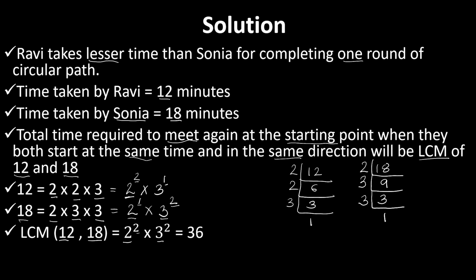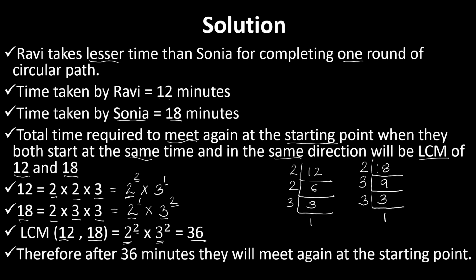Now we will multiply these two in order to get the lowest common multiple. So 2 raised to 2, which is 4, into 3 raised to 2, which is 9. 4 nines are 36. This is what we got as the lowest common multiple of 12 and 18. So therefore we can say that after 36 minutes, Ravi and Sonia will both meet again at the starting point.